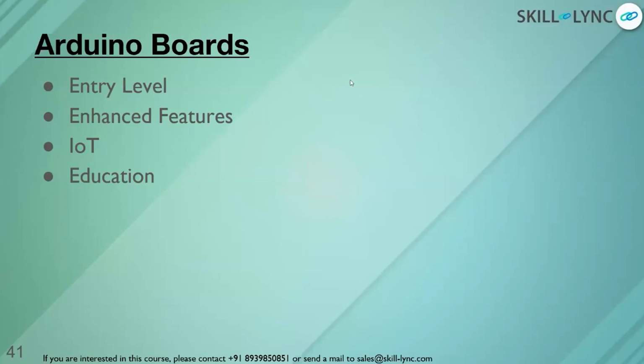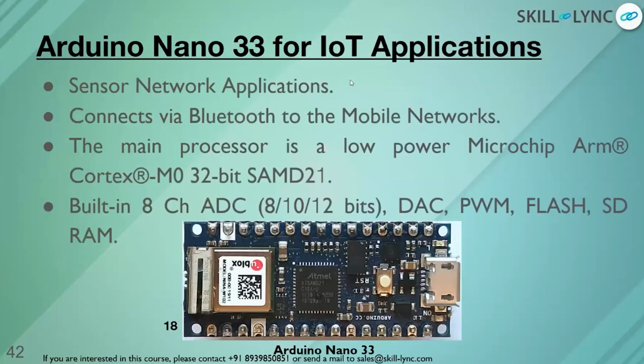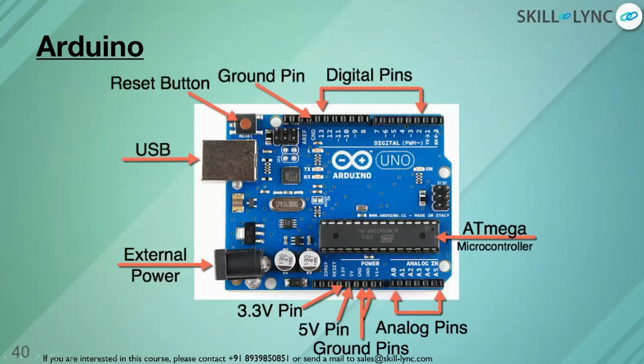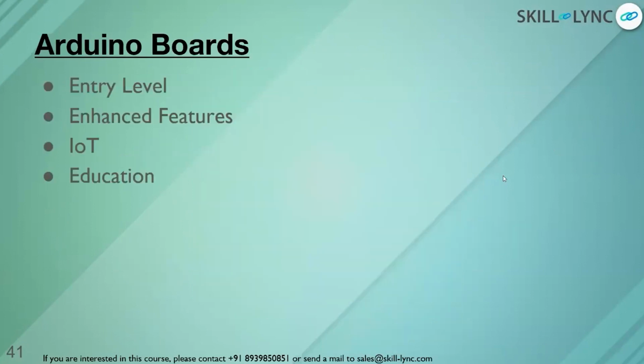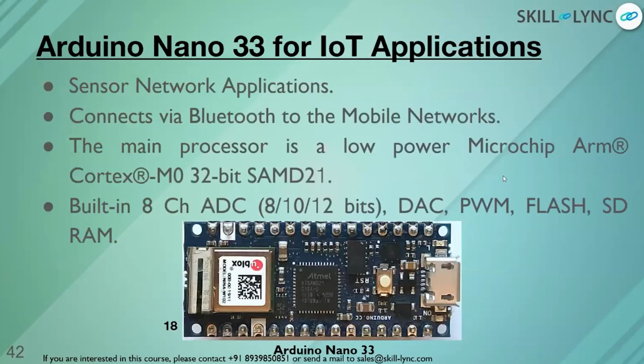So it has enhanced features, and it can be easily used for IoT and educational purposes, like what we are doing right now. In the Arduino Uno board, you don't have the capacity to transmit the data to the cloud. You can just interface the hardware and monitor the data here only. But the Arduino Nano 33 is one of the other boards from Arduino, which is provided with Bluetooth, where you can send the acquired data via Bluetooth.